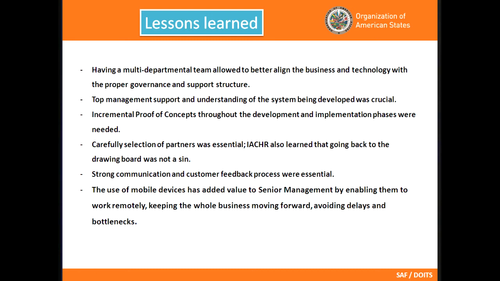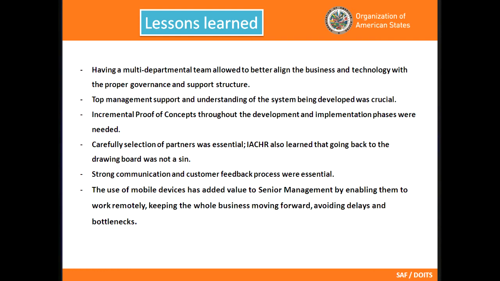Proofs of concept were crucial because we have to go back, not once, but many times, back to the drawing board because, in our experience, when we started deploying this, the organizational structure of the commission had to change. Because if not, all the different workflows that we had couldn't be really done in a thorough way.